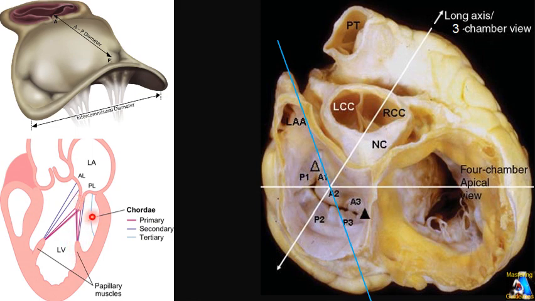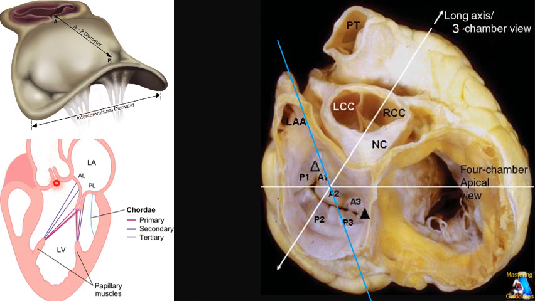We have three types of chordae tendineae. Primary, connected from the papillary muscle to the tip of the leaflets. The secondary, from the papillary muscle to the body of the leaflets. And tertiary are those connected from the free wall or septum, usually the free wall, to the body of the leaflets. Sometimes these tertiary chordae connect from the free wall to the papillary muscle. So this arrangement gives the mitral valve very strong function and structure.